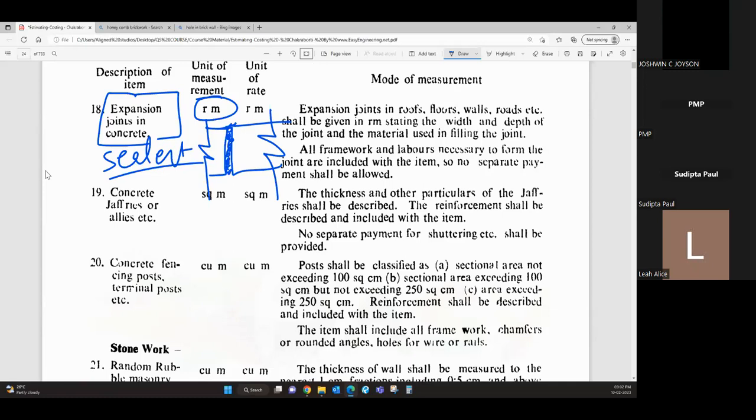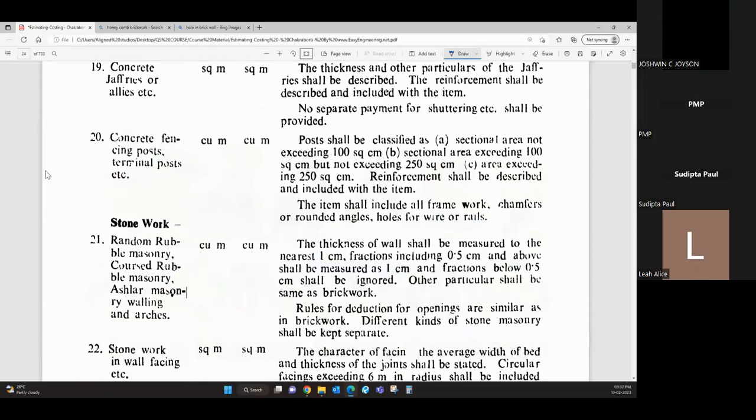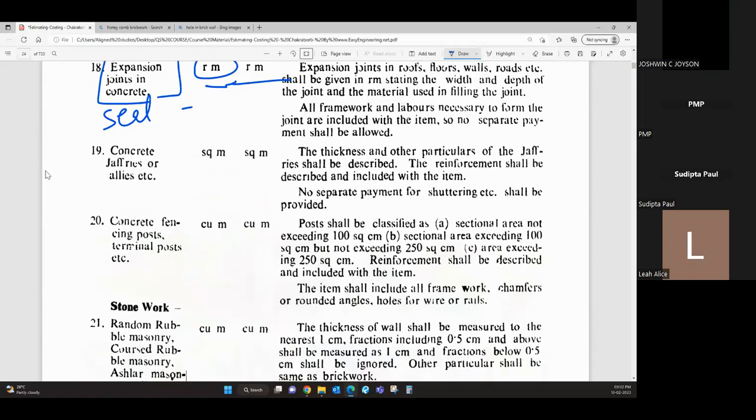Okay. This joint is always considered in running meter. Now concrete jeffleries and alloys. So these are basically you place or you pour some kind of admixtures onto the top layer of the slab or the concrete slab. So that is considered in square meter.